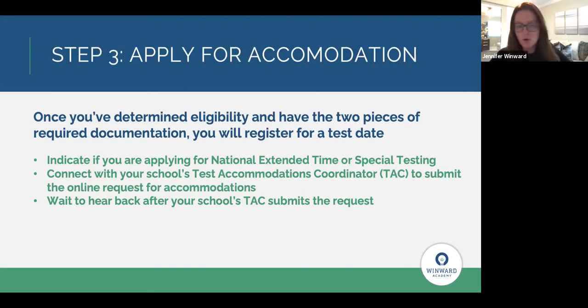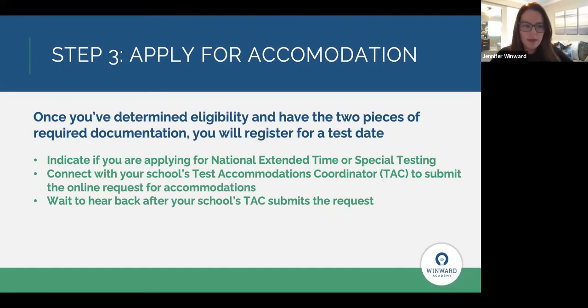And SAT doesn't require that. So you can send your documentation to College Board, who makes the SAT, even if you're not registered. But this is something different about the ACT that parents get confused about, because everything just gets sent to College Board, and then they expect that it also goes to ACT. But they don't realize that ACT will not consider you for accommodations unless you are registered to take the test. So make sure that you pick that date and register.